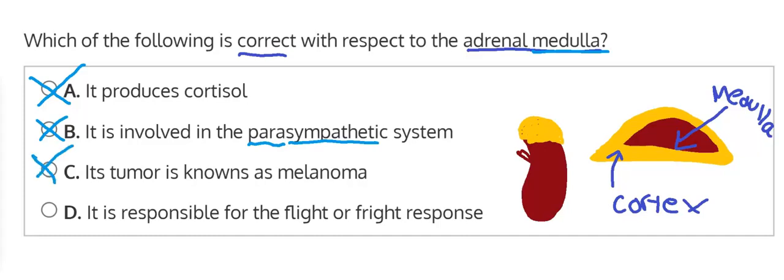And then option D says that it is responsible for the fight or flight response, which is correct. Adrenal medulla, as we were saying, releases epinephrine, which is responsible for that fight or flight response, and therefore option D would be the correct choice.